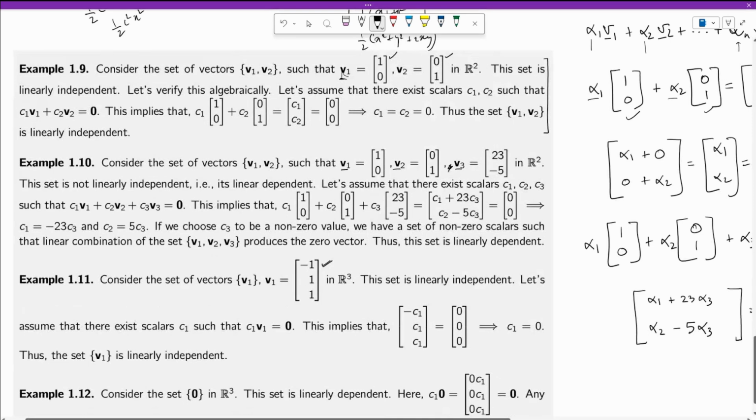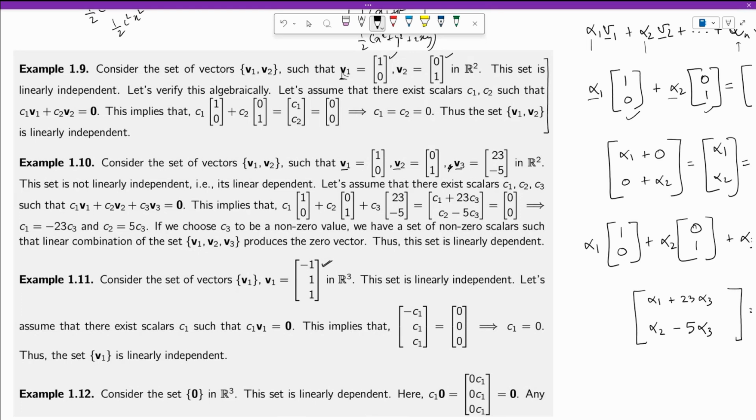What about this? A set containing only the 0 vector from R3. Is that a linearly independent set? Yes or no? Why is it linearly independent? Again, you don't have to think too much. You simply have to blindly apply the rule. What is the rule? How do you verify? Linear combination produces 0. So take the linear combination and tell me whether alpha equals 0 is the only way you can produce a 0 vector.